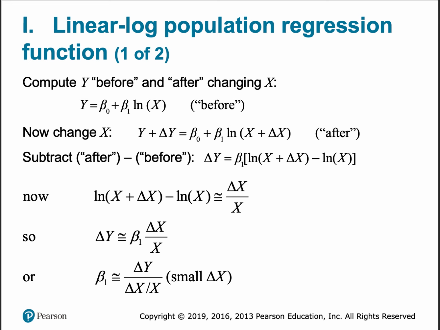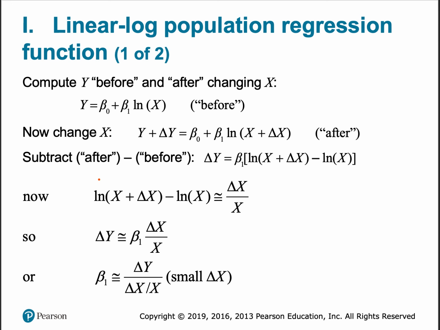Let's begin with the first case, the linear-log population regression function, where y is equal to beta naught plus beta 1 times the natural log of x. This is the value of y before the change. Then the value of y after the change will be y plus delta y is equal to beta naught plus beta 1 times the natural log of x plus delta x.